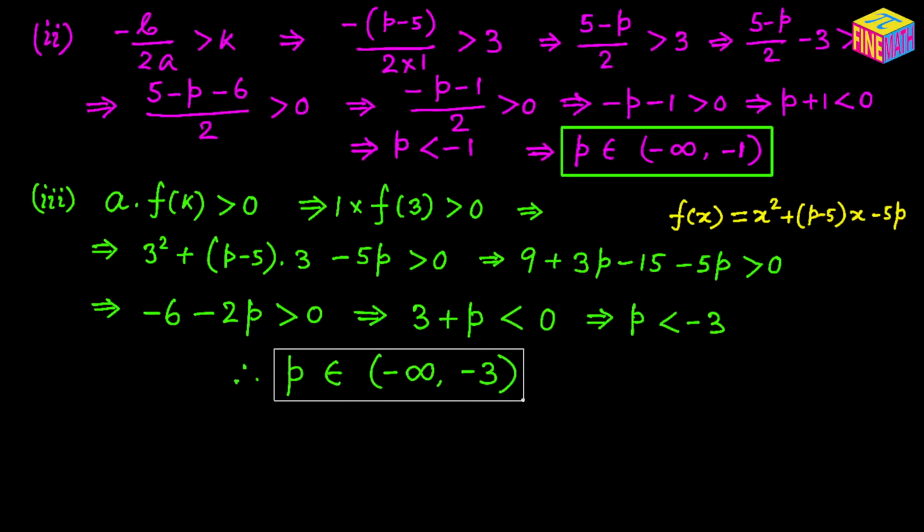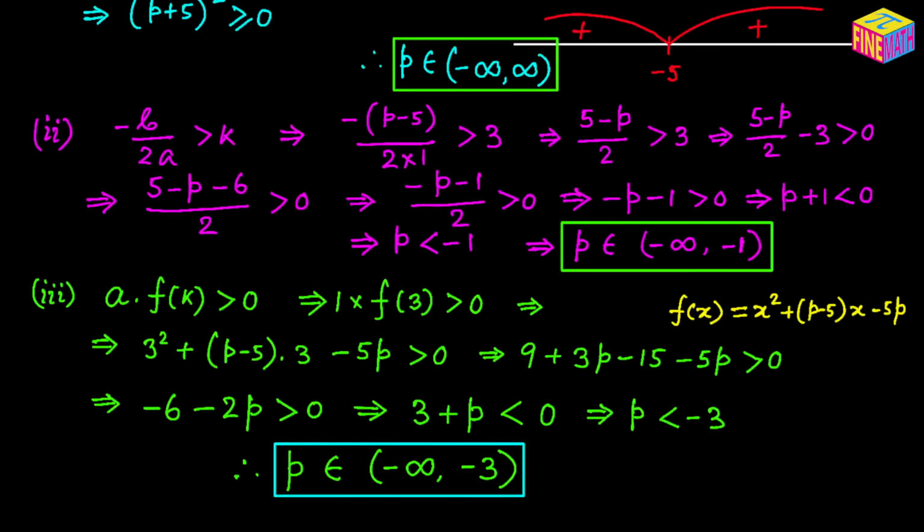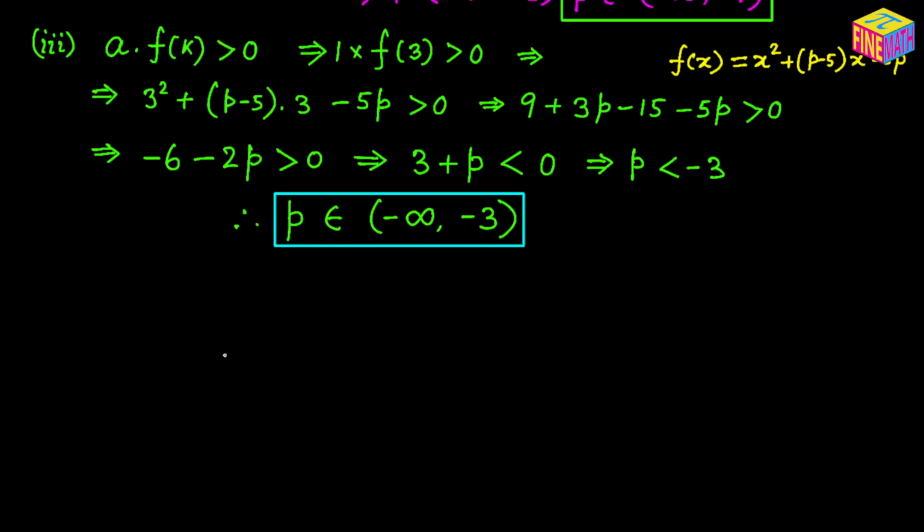Now you have to take the intersection of these three sets. What are those sets? If we carefully take a look at the three sets right here, we have one set where p can be any real number, in the second solution set p must be less than negative 1, and in the third solution p must be less than negative 3. So now let's plot all these solution sets on the real number line and see how that looks. I'm going to draw a real number line here.